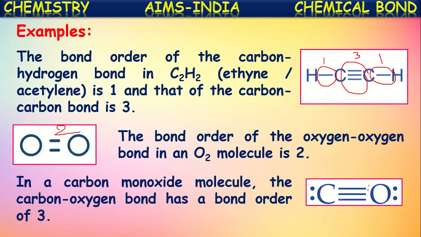Of course, okay. So thus the bond order in carbon monoxide molecule is 3.